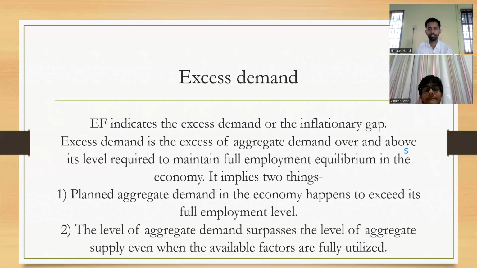Excess demand is the inflationary gap. EF indicates the excess demand or the inflationary gap. Excess demand is the excess of aggregate demand over and above its level required to maintain full employment equilibrium in the economy. It implies two things. Planned aggregate demand in the economy happens to exceed its full employment level. The level of aggregate demand surpasses the level of aggregate supply even when the available factors are fully utilized.